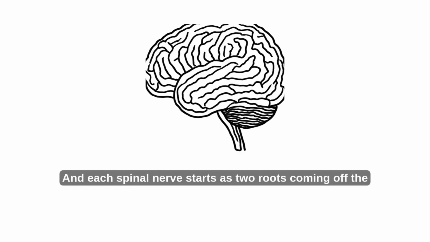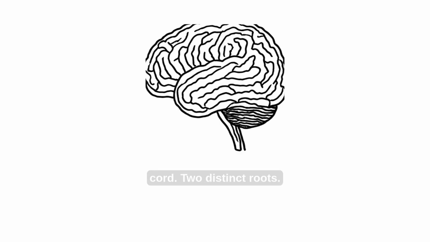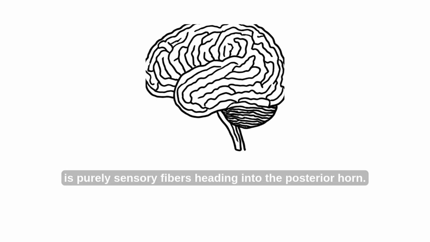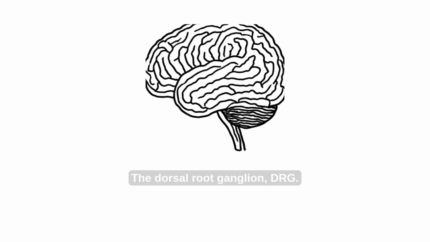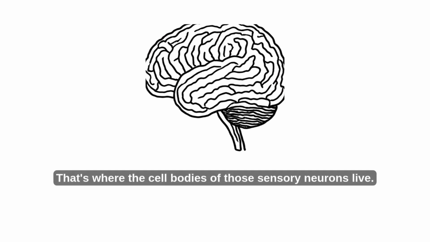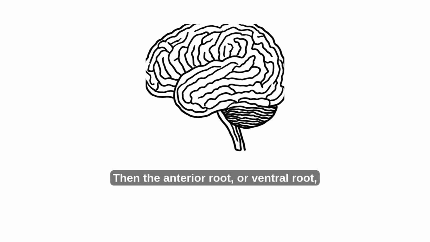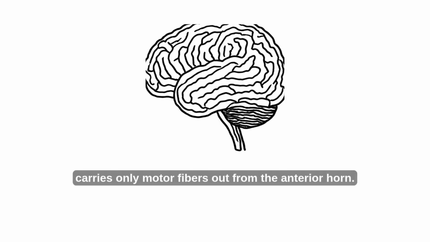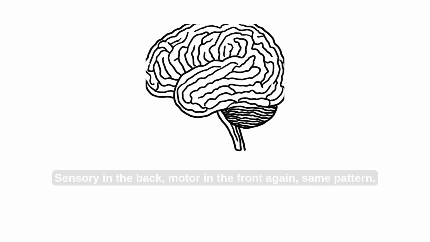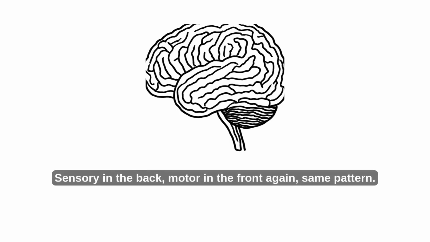And each spinal nerve starts as 2 roots coming off the cord. 2 distinct roots. The posterior root, or dorsal root, is purely sensory fibers heading into the posterior horn. It has that swelling on it. The dorsal root ganglion, DRG. That's where the cell bodies of those sensory neurons live. Then the anterior root, or ventral root, carries only motor fibers out from the anterior horn. Sensory in the back, motor in the front again, same pattern.